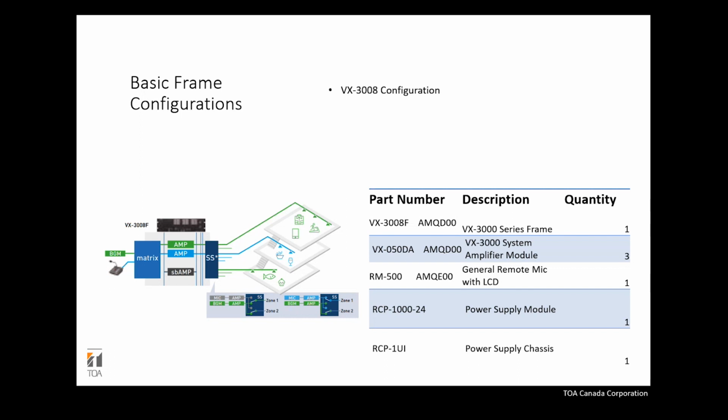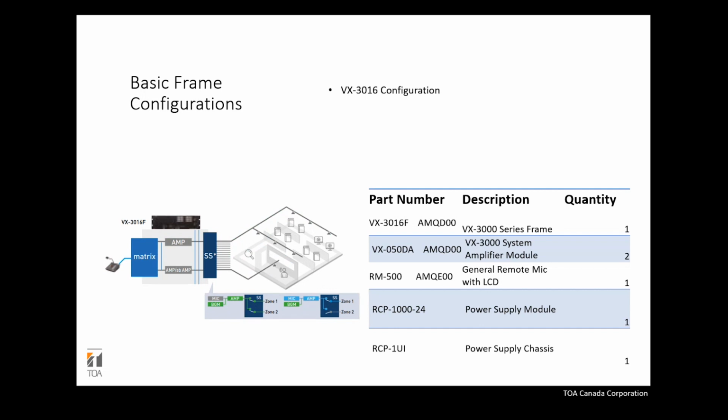For this, we're using a similar setup, one frame. Now we're using the VX3000F. We're using the 350-watt amplifier, VX050DA, the amplifier module. If you want 2, you can get away with that. If you want 3 for redundancy as a backup standby amp, you also have that option. Similar setup, RM500 the paging microphone and the power supply.